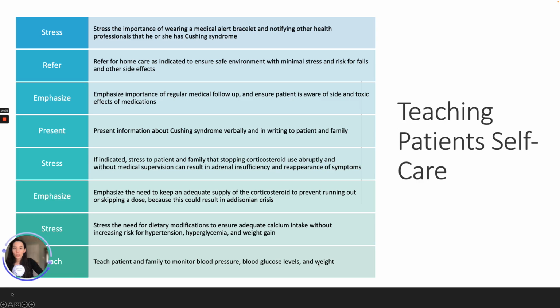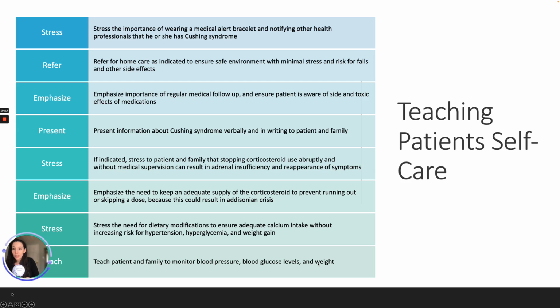So we also want to teach patients self-care. We want to stress the importance of wearing a medical alert bracelet and notifying other health professionals that they have Cushing syndrome. We want to refer home care as indicated to ensure a safe environment with minimal stress and risk for falls and other side effects. We want to emphasize the importance of regular medical follow-up, ensuring that the patient is aware of the side effects and toxic effects of medications. We want to present information about Cushing syndrome verbally and in writing to the patient and family.